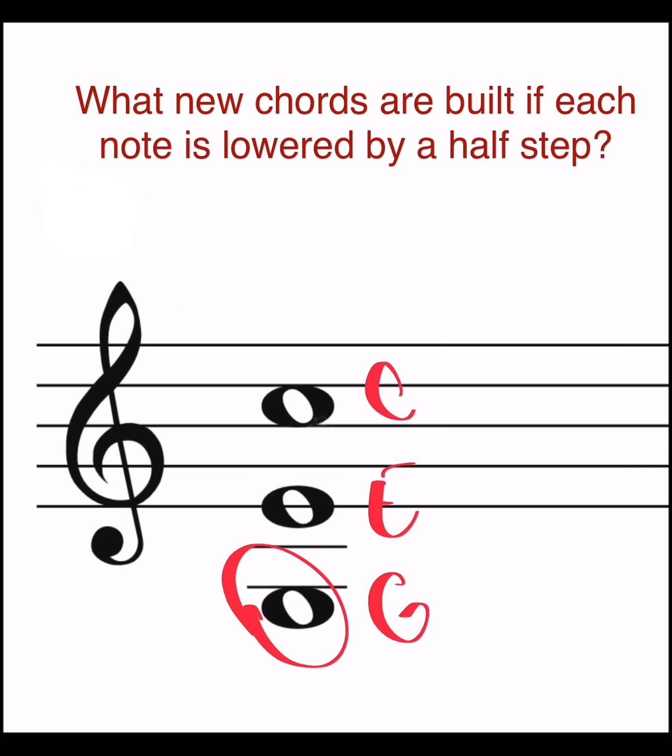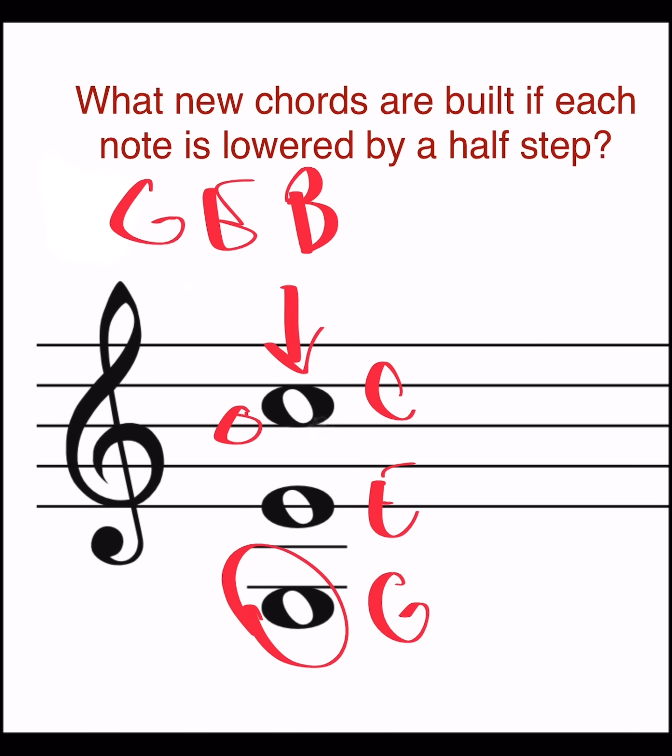Now, if we go back to the question here and say, okay, what if we start lowering each of these notes by a half step? What happens to this chord? How does it change? Let's start with the C here on top. If we lower the C to a B, now from low to high, we would have the note G, E, and then on top we would have a B.